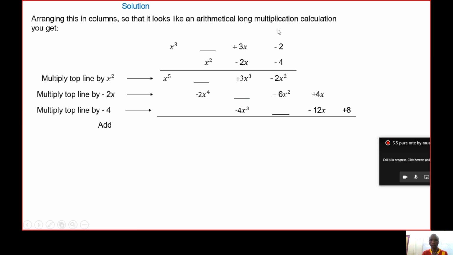We add them. Like here, it is going to be x power 5. This one will be negative 2x power 4. This one plus this, it is going to be negative x cubed, like that. So when you add them, these are the terms which you get. So this is showing how we can multiply two polynomials.